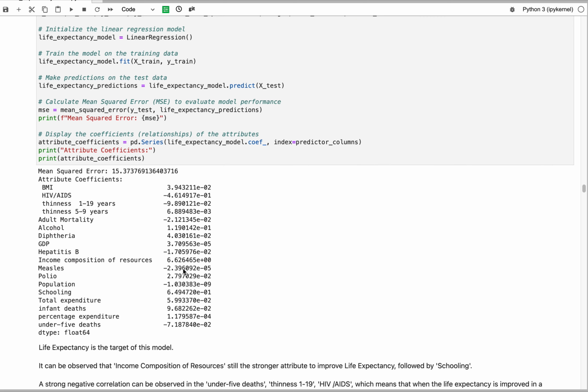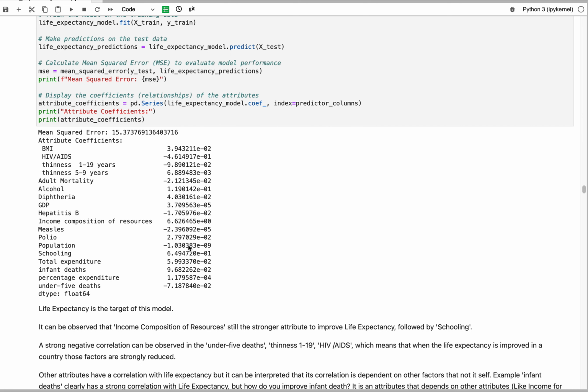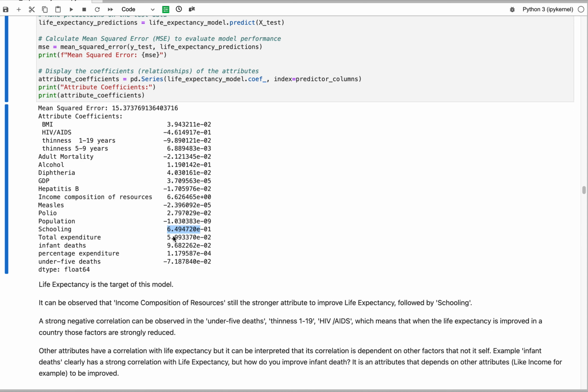Here the numbers are very similar to the heat map. The numbers are different, but the correlations are similar. Here's the income being one of the largest values. Here's the schooling, and here's infant death, and also under 5 death and thinness. These are the strongest correlations with the data, negative and positive.